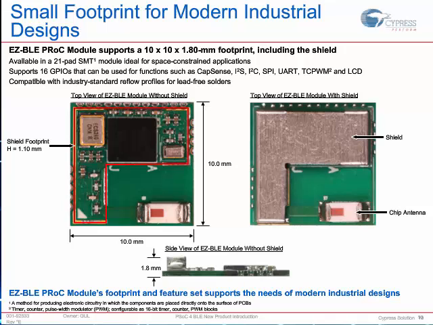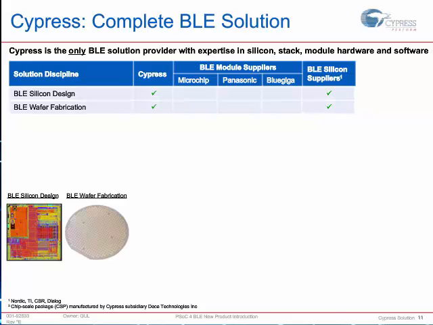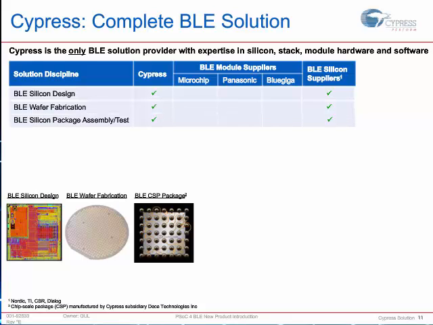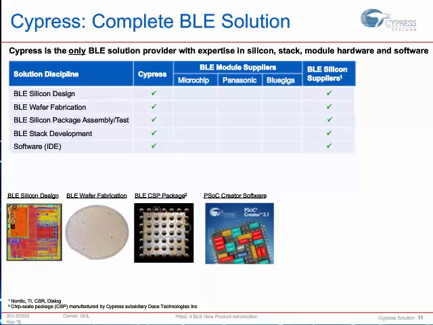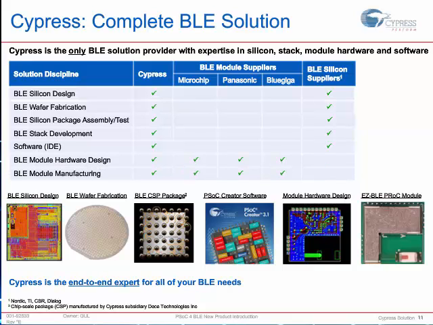What's unique with Cypress's solution is that not only do we design our own chips on our own silicon, we also fabricate them here in the States. We also package and assemble our chips using our own proprietary technologies. We develop our own software tools, including our Bluetooth stack and our development environment called PSoC Creator. And then we also offer design and manufacture of our own modules. This makes us very unique in the industry as the only semiconductor supplier today that offers a true end-to-end Bluetooth Low Energy solution, all the way from silicon to software stack to module manufacturing.